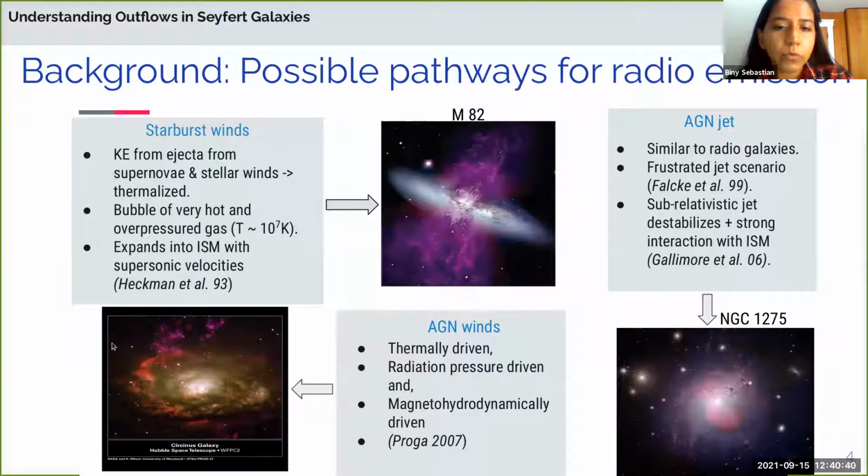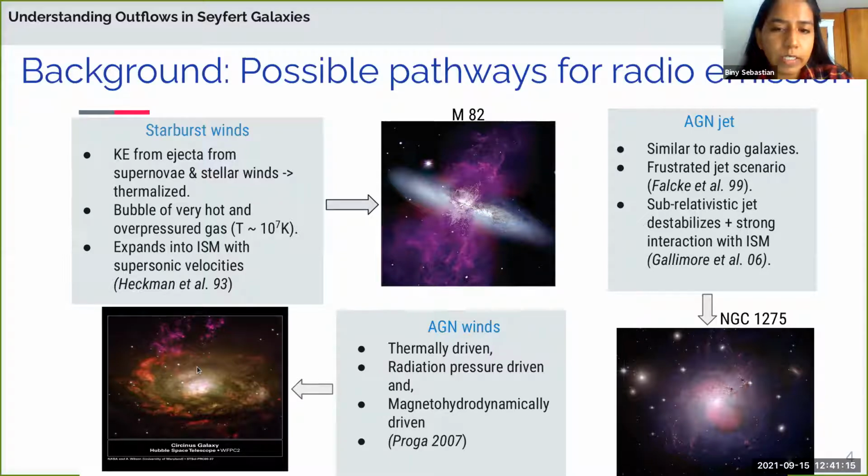So now I'll talk about the possible pathways or mechanisms that are discussed in the literature which can lead to the radio emission that is seen. The first one is the starburst driven winds. So what happens here is that the star formation that's going on in the center will lead to supernovae and stellar wind, which will in turn lead to galactic superwinds. One can see here, shown in purple, the emission line H alpha plus N II winds from the prototypical starburst galaxy M82.